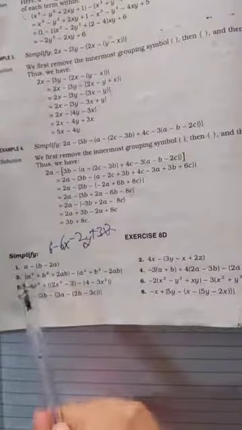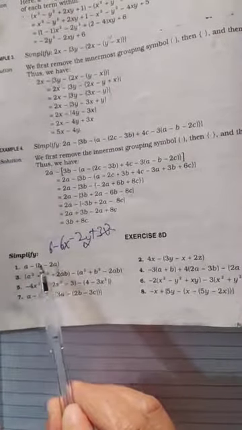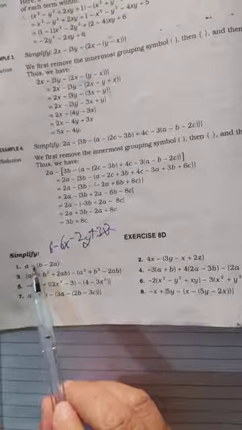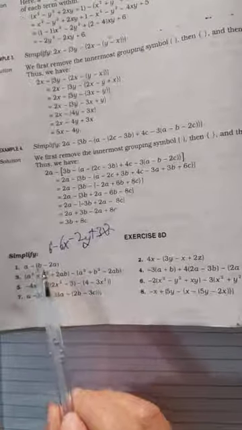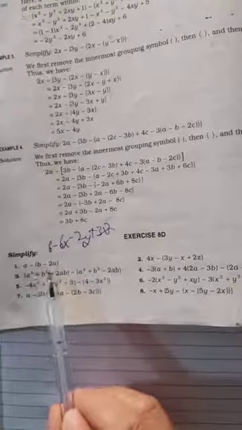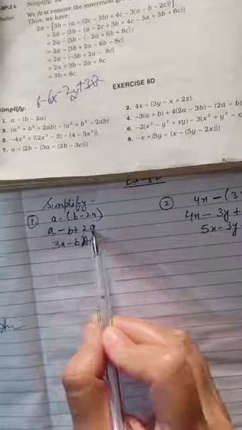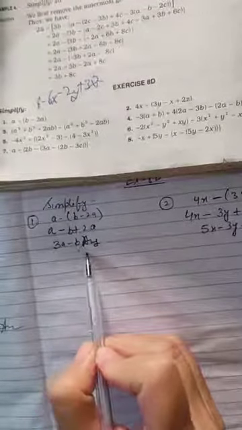Look at the first question, exercise 8D. a minus small bracket b minus 2a. First we open the small bracket and minus is here, so we will change the sign. b minus 2a becomes minus b plus 2a, and then like terms will be added. Like this, open the small bracket, minus b plus 2a, a and 2a like terms will be added. 3a minus b is the answer.